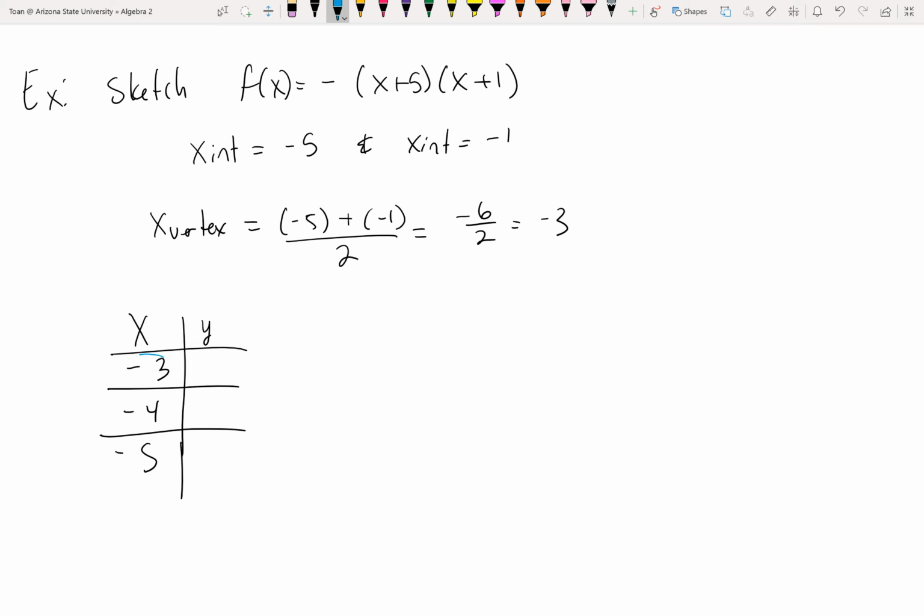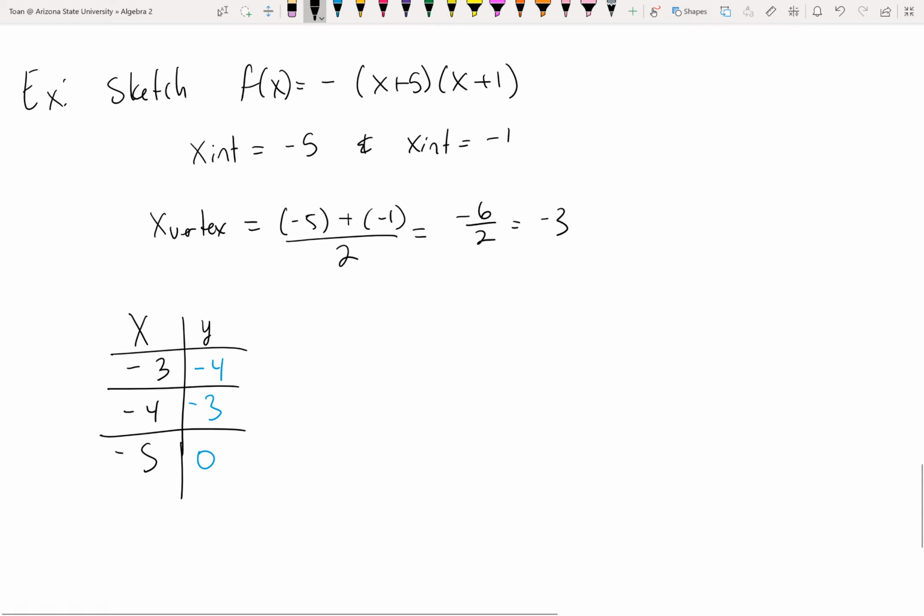So again, just take these x values and plug them into the original function. I'm just going to fast forward through this, but all it is is plugging and chugging. So if I plug in a negative 3, we get negative 2 times negative 2. That's a 4 with a negative, so that's negative 4. Plug in a negative 4, and that's going to give you negative 1 times a negative 3, which is positive 3. This will be negative 3. And plug in a negative 5, you get 0.